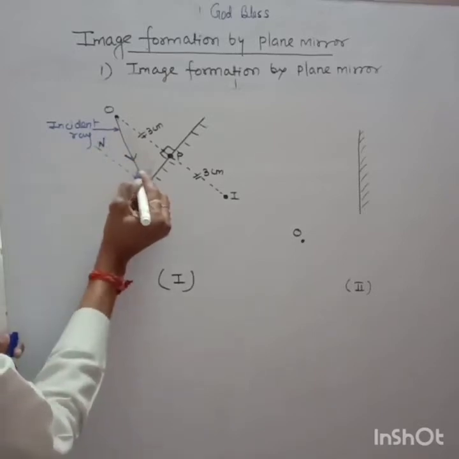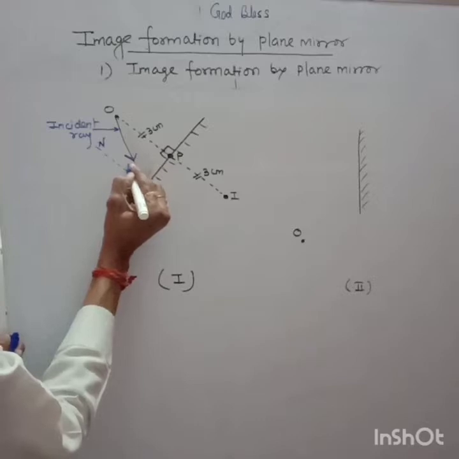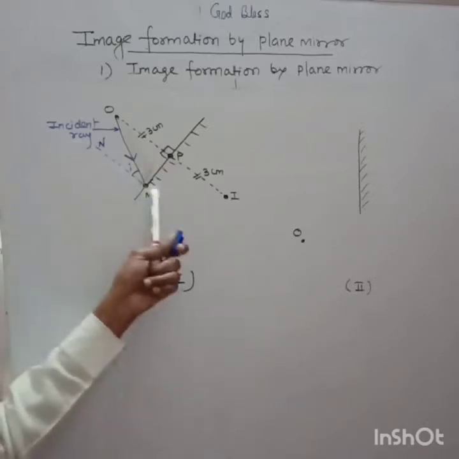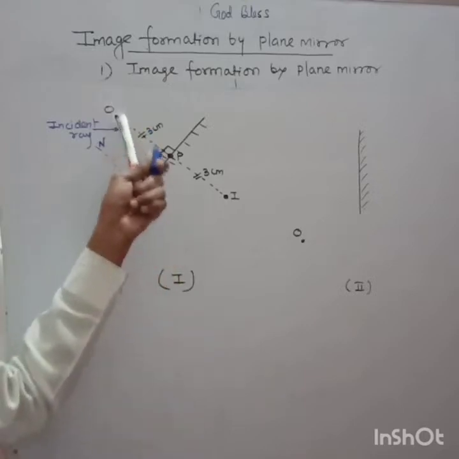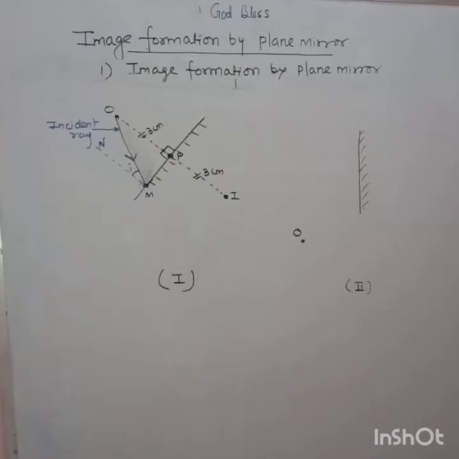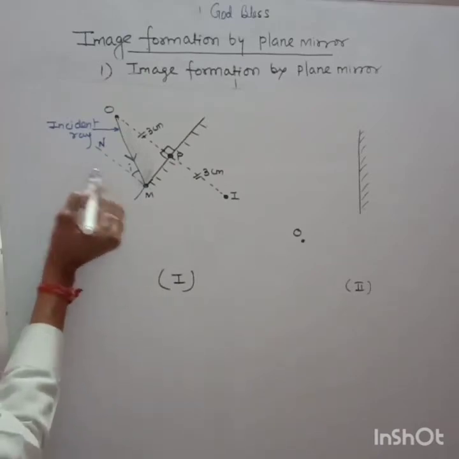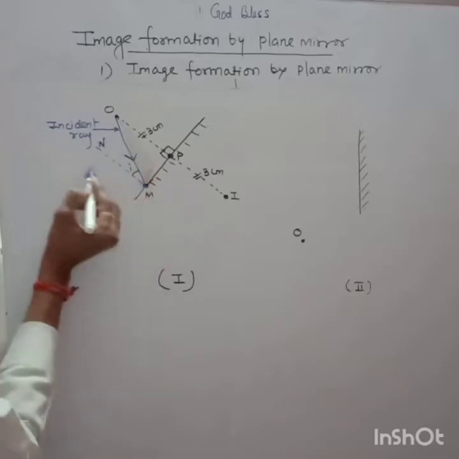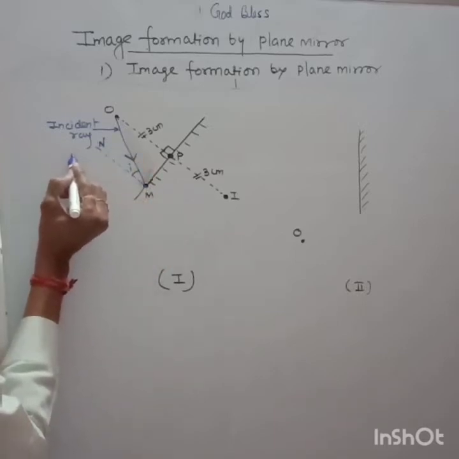And this is your angle of incidence. Angle i. This is the normal on the surface and this is the incident ray, making an angle i called the angle of incidence. Now let the incident ray OM be reflected here.